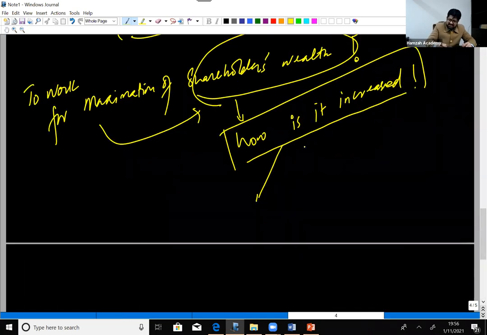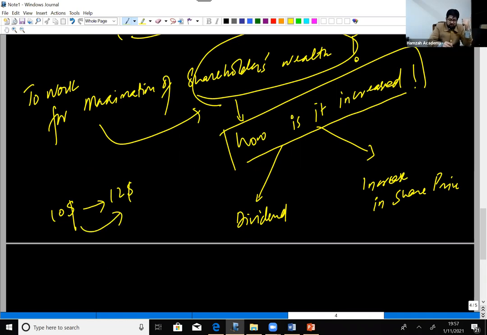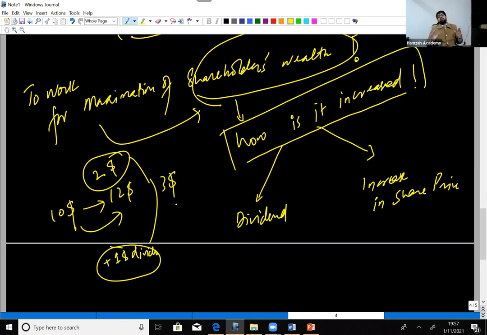So shareholders' wealth is increased by two sources. The one is dividend. When they get dividend, their wealth is increased. Return they are getting. Second is increase in share price. I have purchased a share for $10, and after 1 year, the share price is $12. So my wealth has increased, plus I got $1 dividend. So $2 increase in share price and $1 dividend, so my wealth is increased by $3. So shareholders' wealth is increased in two ways: by the dividend, and by the increase in share price.